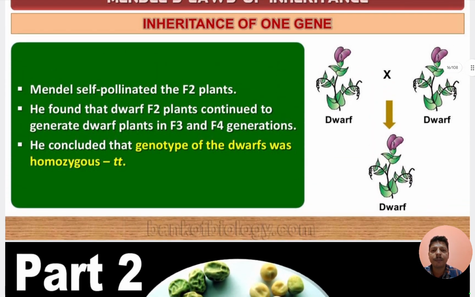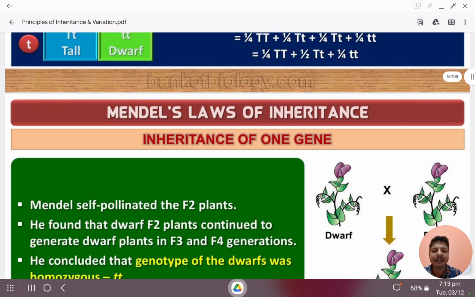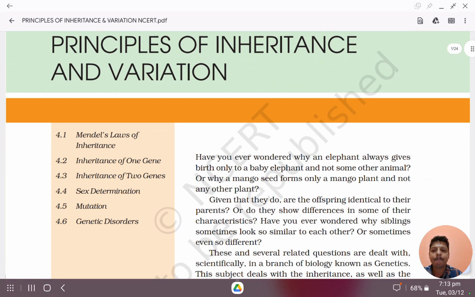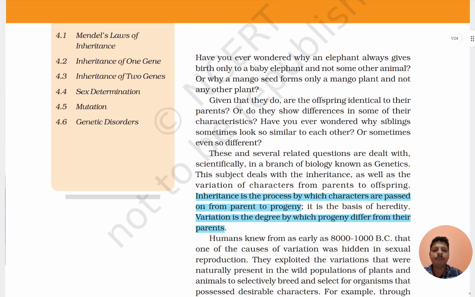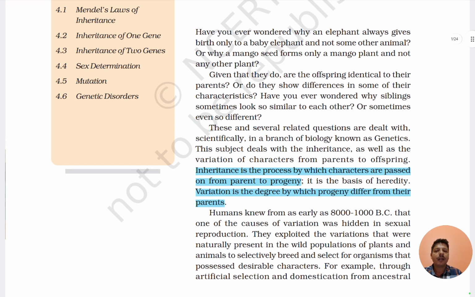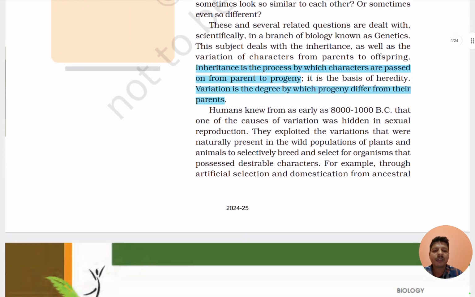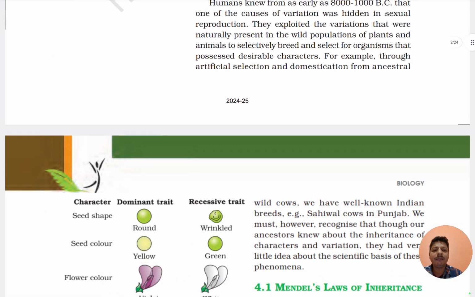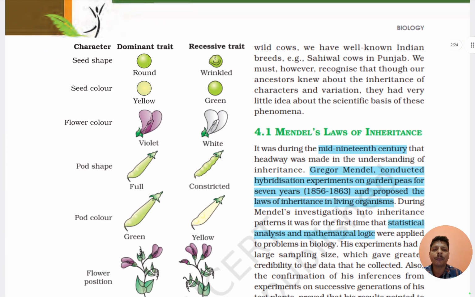Before starting the next topic, let's see what your NCERT says here. First of all, inheritance is the process by which characters are passed on from parents to progeny. It is the basis of heredity, and variation is the degree by which progeny differ from their parents. Here some things are given that will not be important.